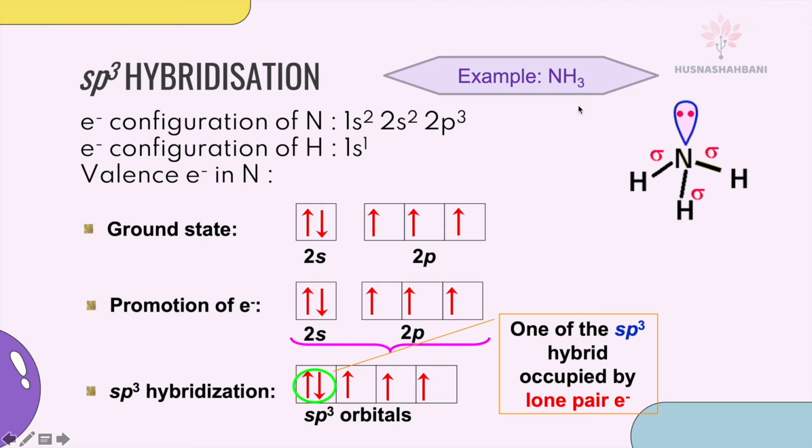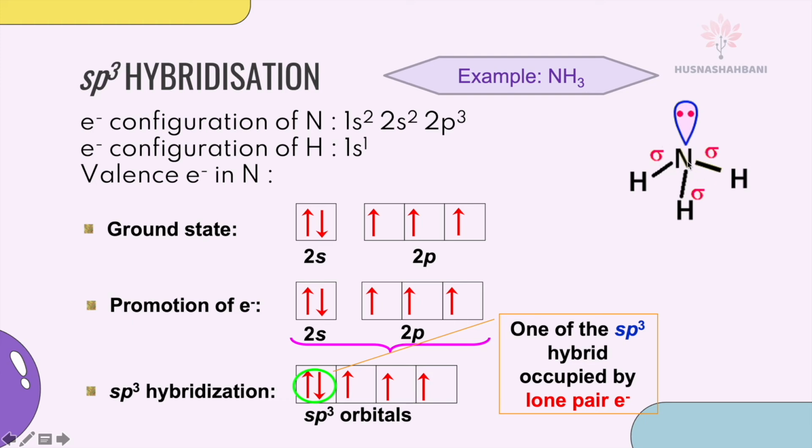Next example, NH3. So for NH3, write the electronic configuration for all atoms in the compound. The next step is to draw the orbital diagram of the valence electrons of the central atom. The central atom's valence electrons are 2s2 2p3. So this is the ground state, 2s2 2p3. And then promotion of electrons: you have to look at how many bonds N has. This N has 3 bonds: 1, 2, 3, 3 sigma bonds. So N requires 3 unpaired electrons.